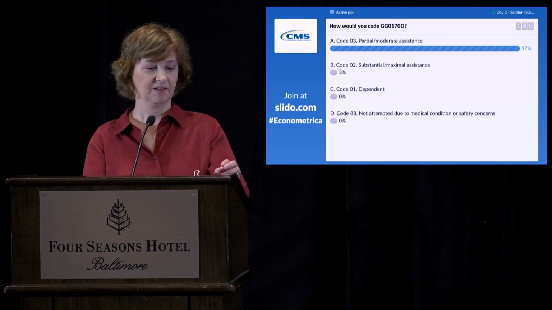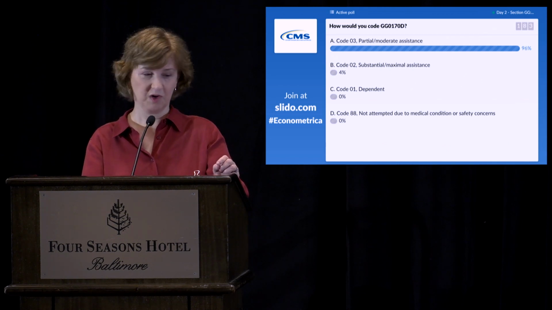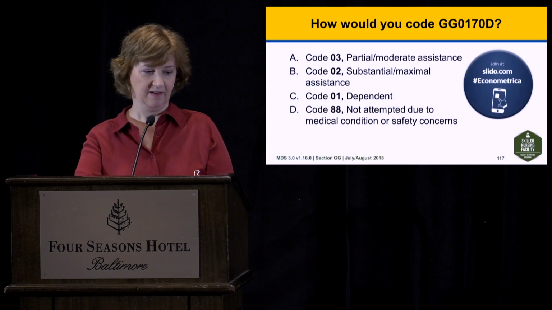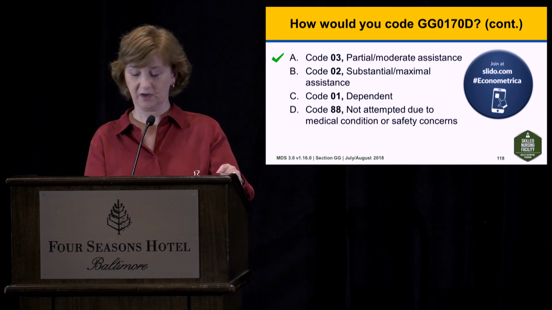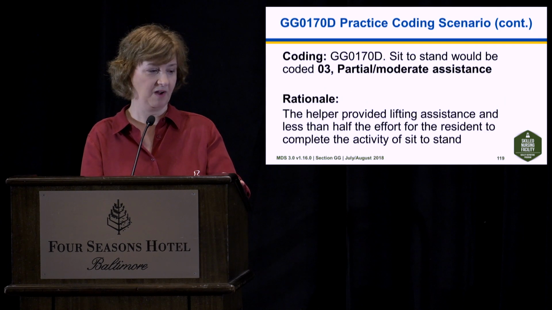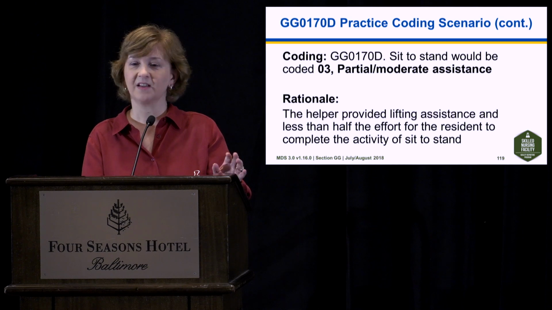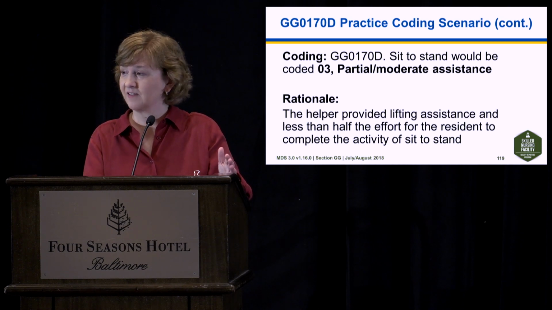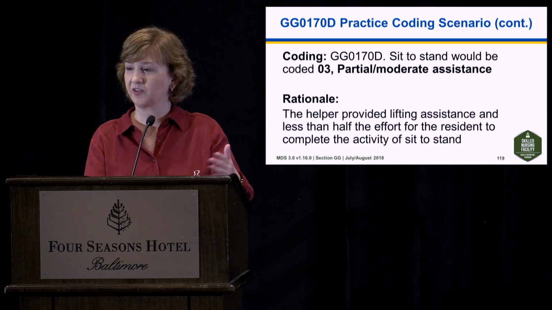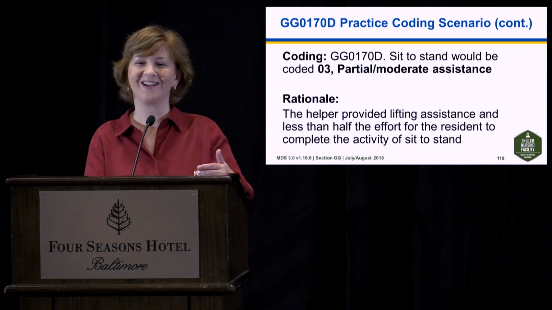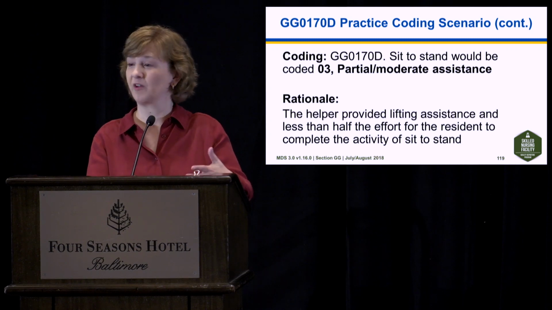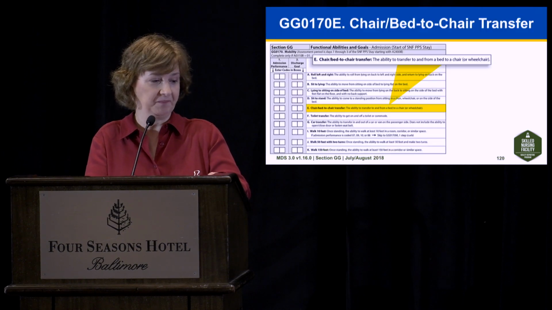Okay. Looks like we are close to about 200 people participating. So it looked like most of you coded 3, and I do agree with that response. So again, in this instance, there was lifting assistance provided, so you know it's going to be a 3 or below. In this case, they told you in the example specifically that the helper was doing less than half the effort, so you know that the patient was doing more than half of the effort, and so that's why it's a 3.